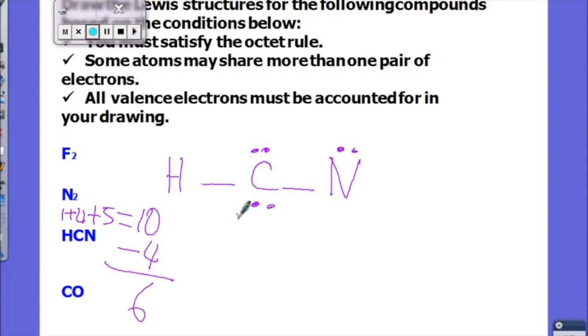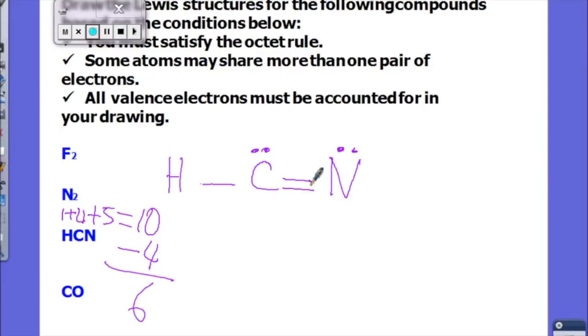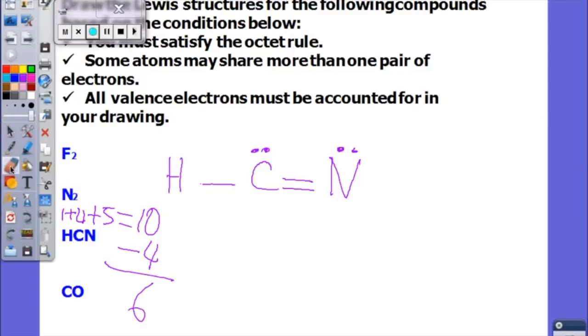That's all I have. But this carbon is stable with 8. This nitrogen is not stable, and I don't have any more electrons. So I have to convert a pair of unshared by a pair of shared. Alright? But look at that nitrogen: 2, 4, 6. Still not stable. So I have to go back and replace a pair of unshared by a pair of shared.